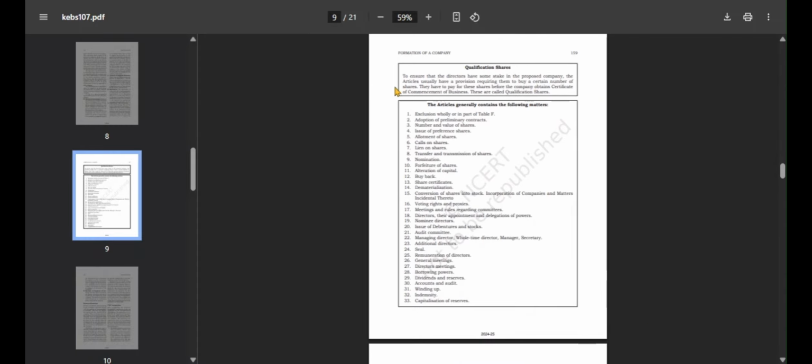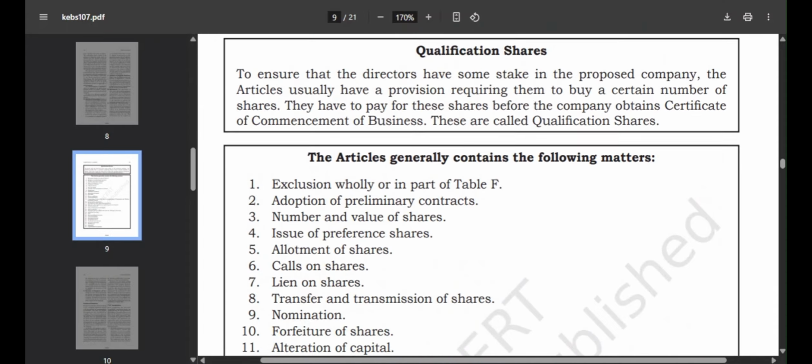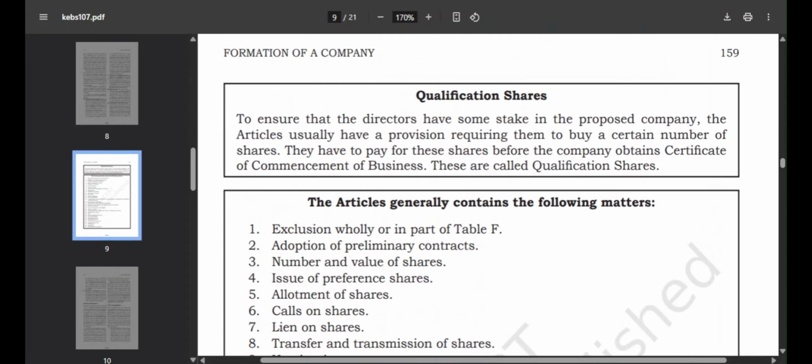And then in this page, this full big box is cut. The small box is very important. It comes usually as a 2-3 marker. So qualification shares: to ensure that directors have some stake in the proposed company, the articles usually have provision requiring them to buy a certain number of shares. Stake means some position in the company. So they have to pay for these shares before the company obtains certificate of commencement of business. These are called qualification shares.